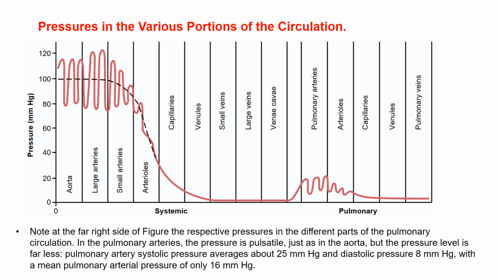Note, at the far right side of the figure, the respective pressures in the different parts of the pulmonary circulation. In the pulmonary arteries, the pressure is pulsatile, just as in the aorta, but the pressure level is far less. Pulmonary artery systolic pressure averages about 25 mm of mercury and diastolic pressure 8 mm of mercury, with a mean pulmonary arterial pressure of only 16 mm of mercury.